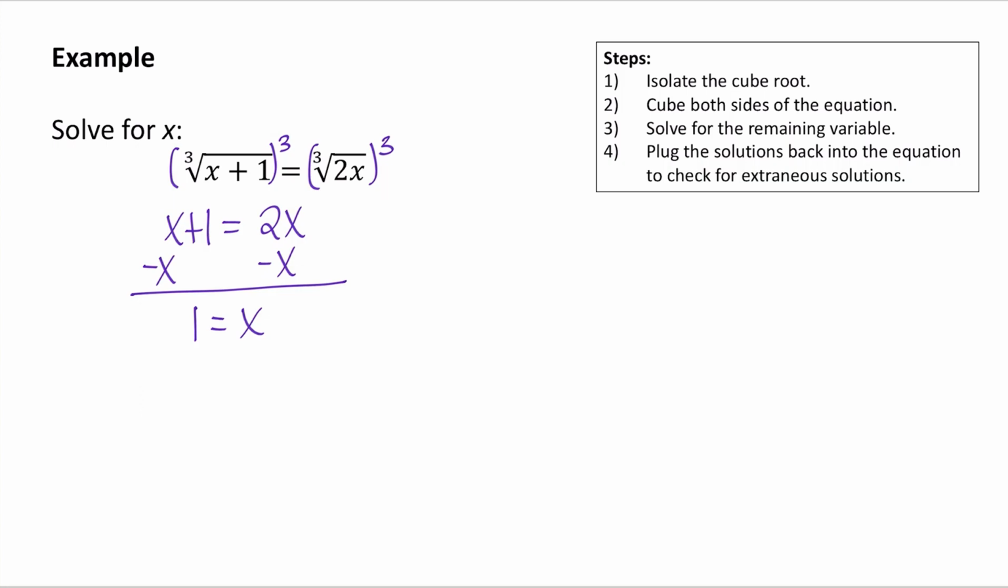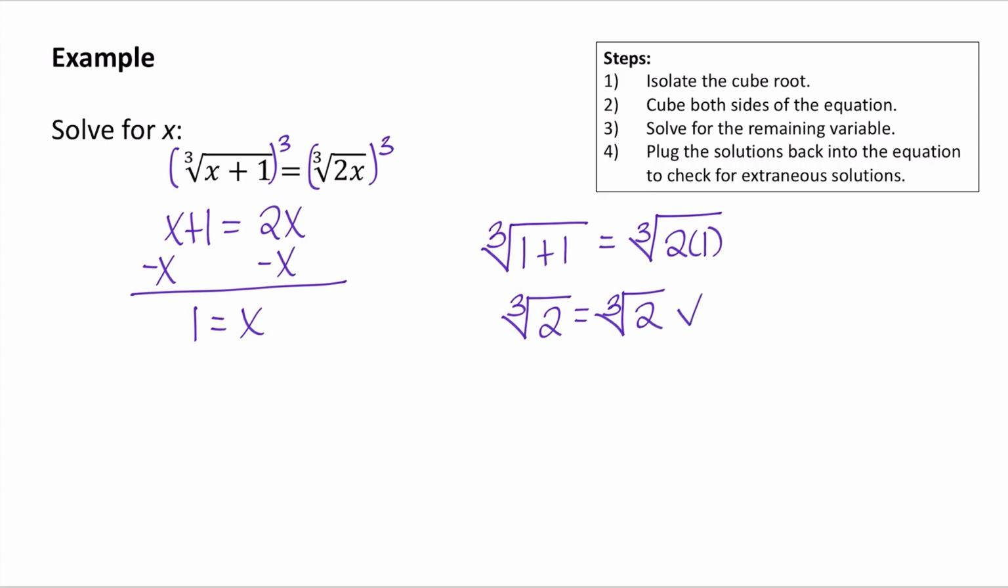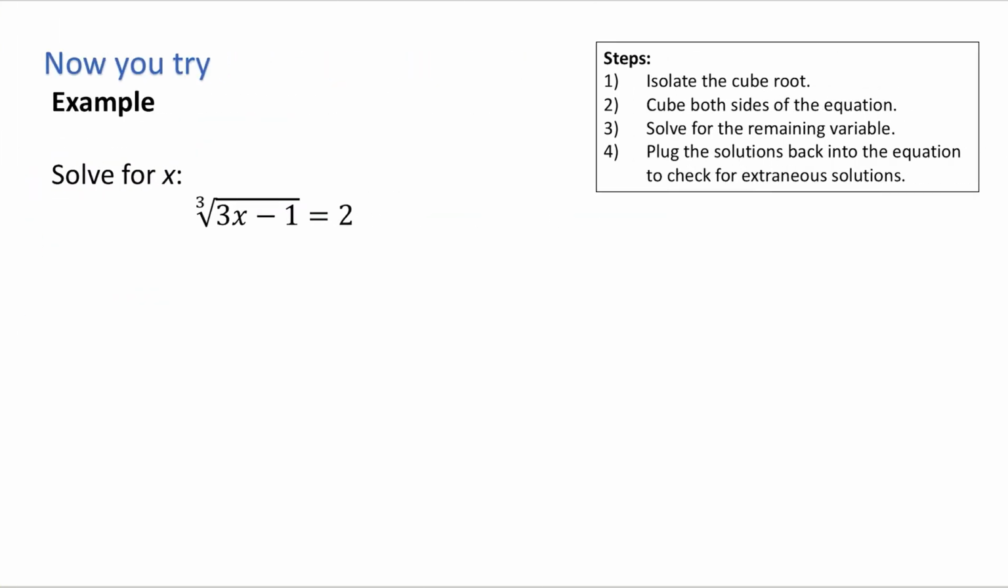We can go ahead and check the solution by plugging it back in. So we have the cube root of 1 plus 1 equals the cube root of 2 times 1. This is telling us that the cube root of 2 does equal the cube root of 2, which is in fact true. So x equals 1 is the correct solution. Now you can go ahead and pause the video and try this example on your own.